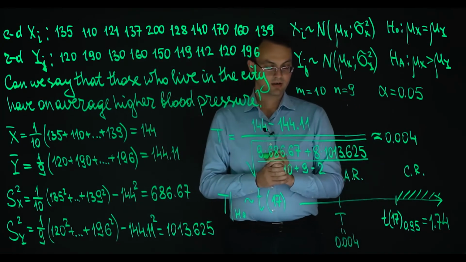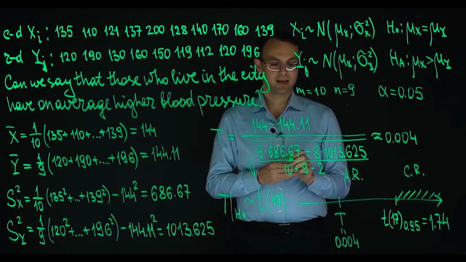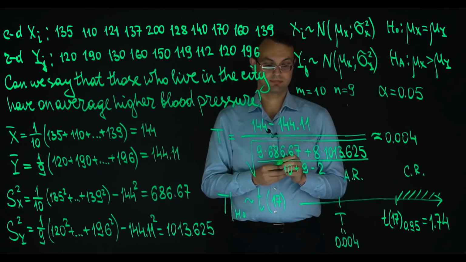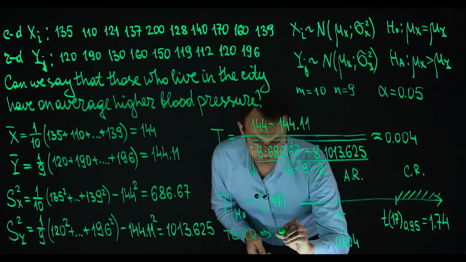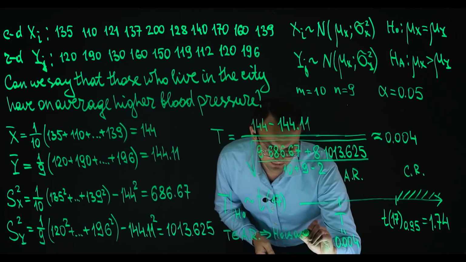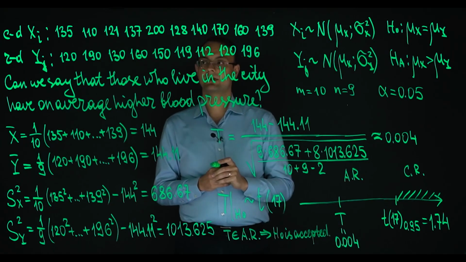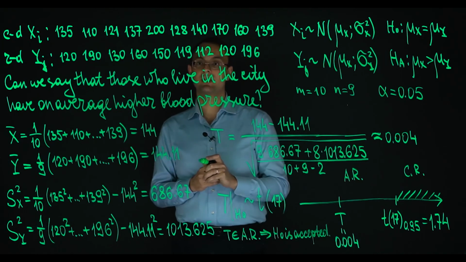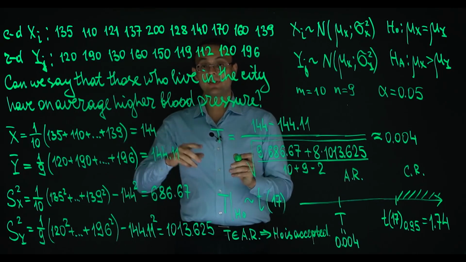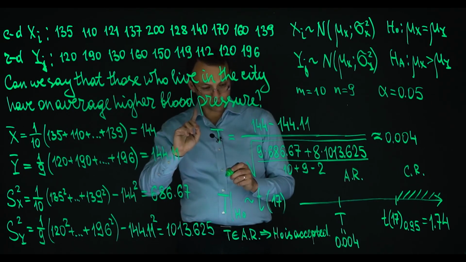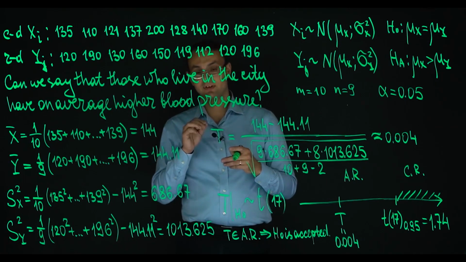And the observed value of the test statistic is 0.004. So the test statistic is deeply in the acceptance region. So this means that the null hypothesis is accepted. So T belongs to the acceptance region. It means that H0 is accepted. So the answer is no. The question was, can we say that those who live in the city have on average higher blood pressure? No, we can't, at the significance level 0.05. It's important to add this. So the final answer is no, we can't at the significance level of 0.05.